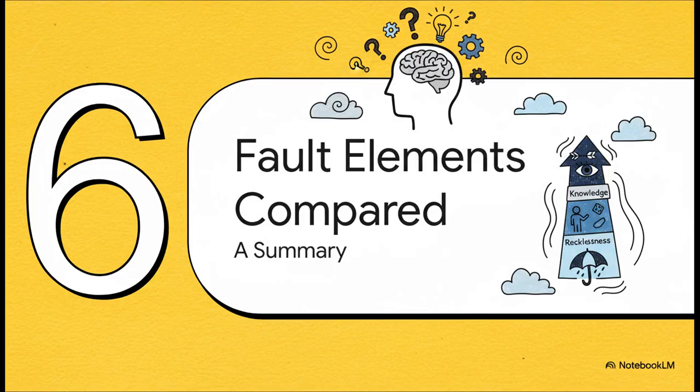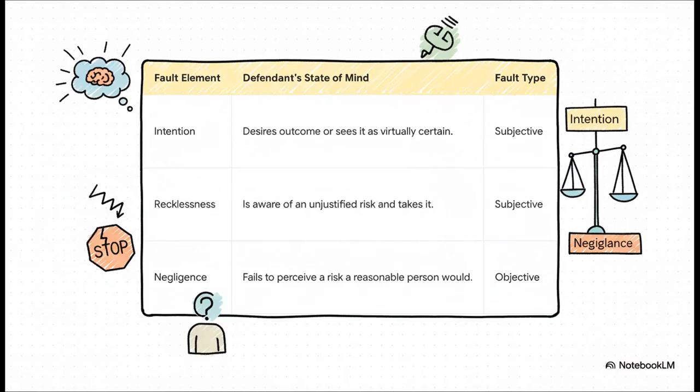Okay, we have covered a ton of ground. We've looked at intention, recklessness, and negligence. So let's pull all those threads together and lock in what we've learned. This table is really your ultimate takeaway. It just lays it all out. You can clearly see that ladder of fault. We start at the top, inside the defendant's head, with the subjective standards of intention and recklessness. Then we move down to the bottom, to the external, objective standard of the reasonable person for negligence. The higher up you are on this table, the more blameworthy the law considers you to be.